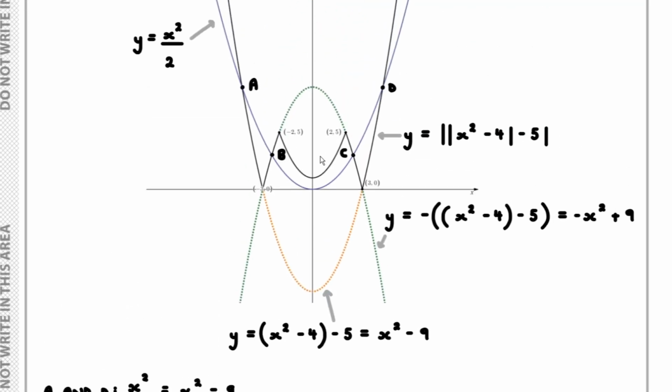And for the points B and C, that's when we have x squared over 2 equaling negative x squared plus 9. So we have x squared over 2 equals negative x squared plus 9. Simplifying, we've got x squared equals 6, meaning x is equal to plus minus root 6. So our solutions will be x equals plus minus 3 root 2 and plus minus root 6.